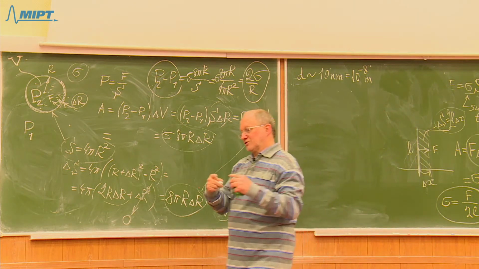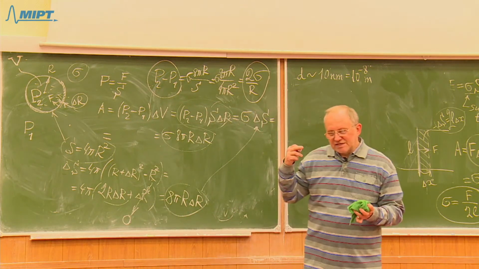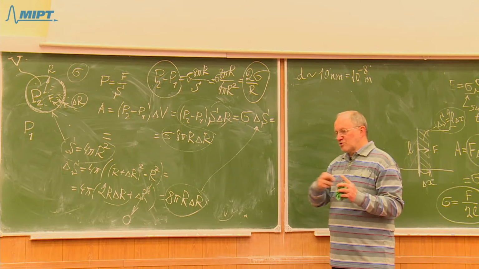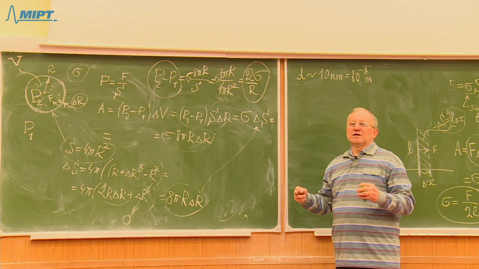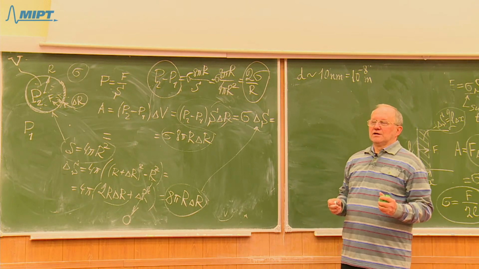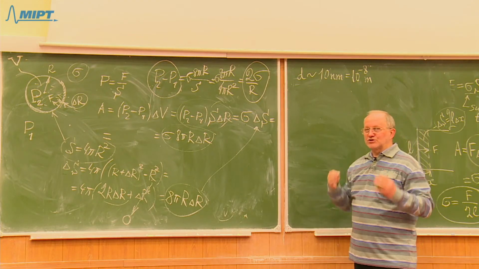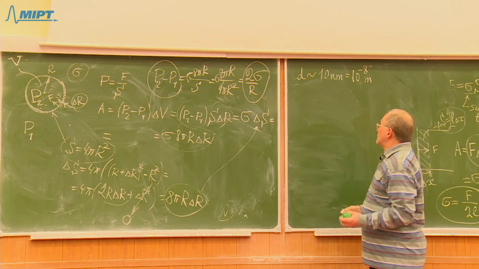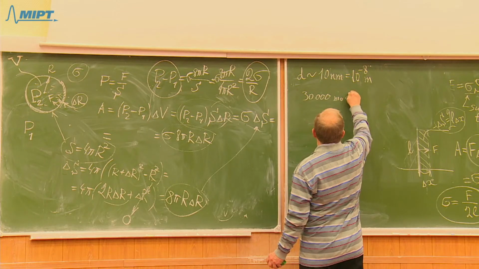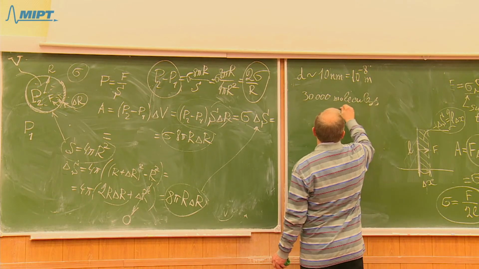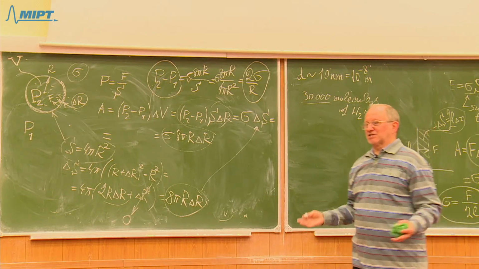So if there are 40 or 30 molecules on the diameter, how many molecules in this droplet? We must take the diameter cubed, and the number of molecules on the diameter will be cubed. So if you take 30 cubed, it will be about 30,000 molecules. Well, it's a very small droplet, but anyway, it will contain about 30,000 molecules of water. So 30,000 is anyway a macroscopic object.